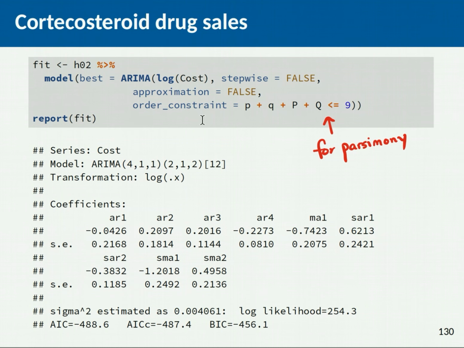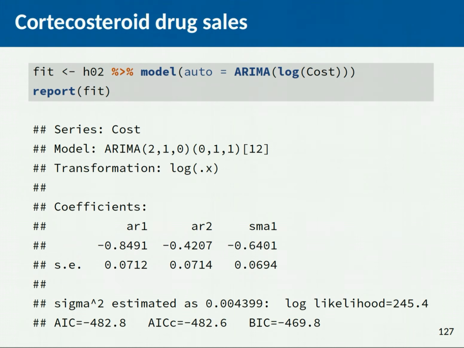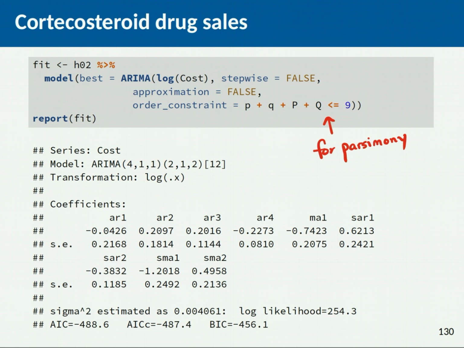We can also give a restriction on the parsimony of the model. To make the model parsimonious, we can say p plus q is less than or equal to 9 and search for a model that satisfies this along the different class of models that the algorithm will look over. In this case, the AICc is negative 487. In the previous one, we had negative 482, so this model is doing better.